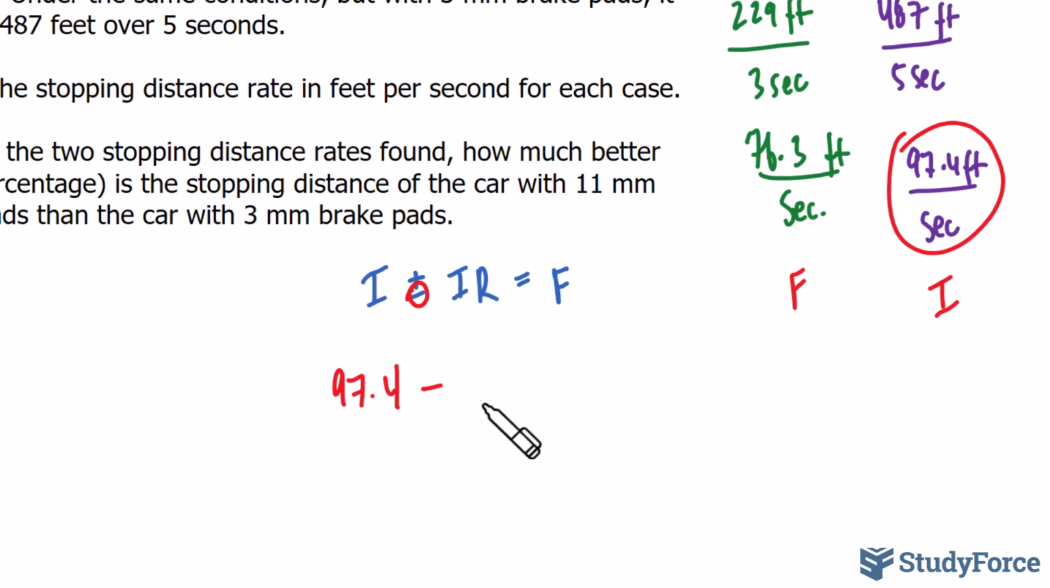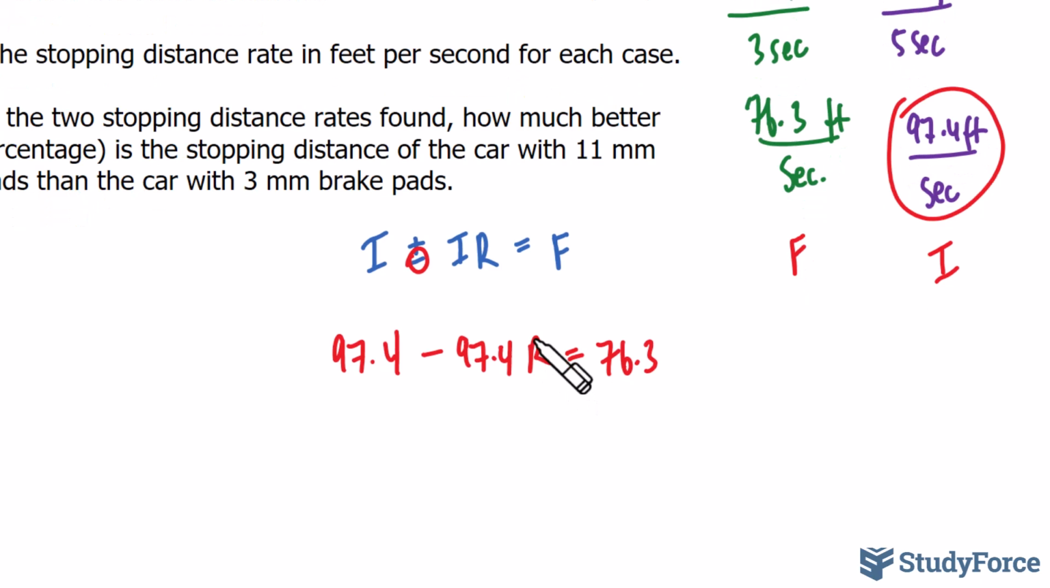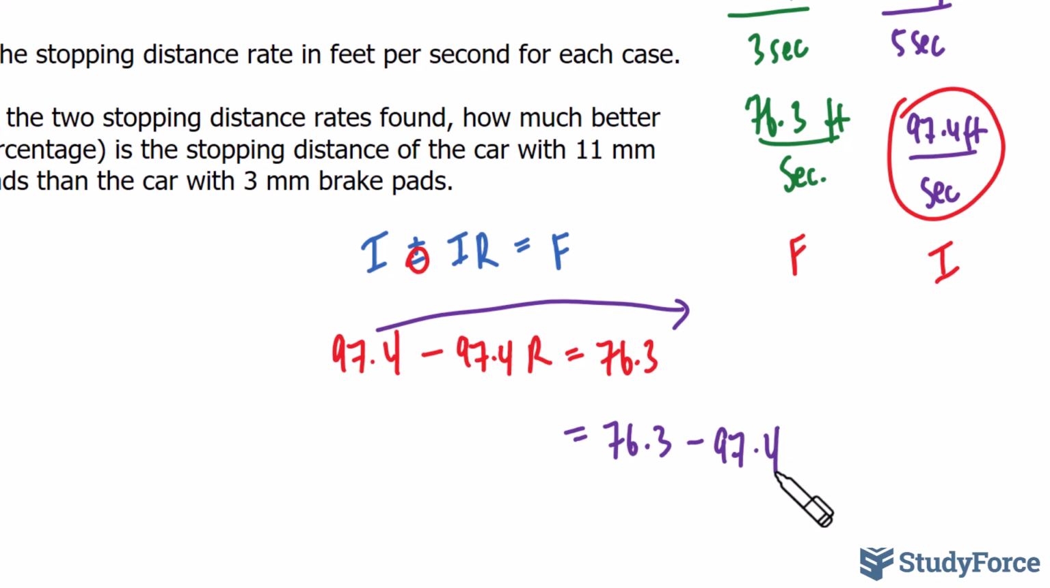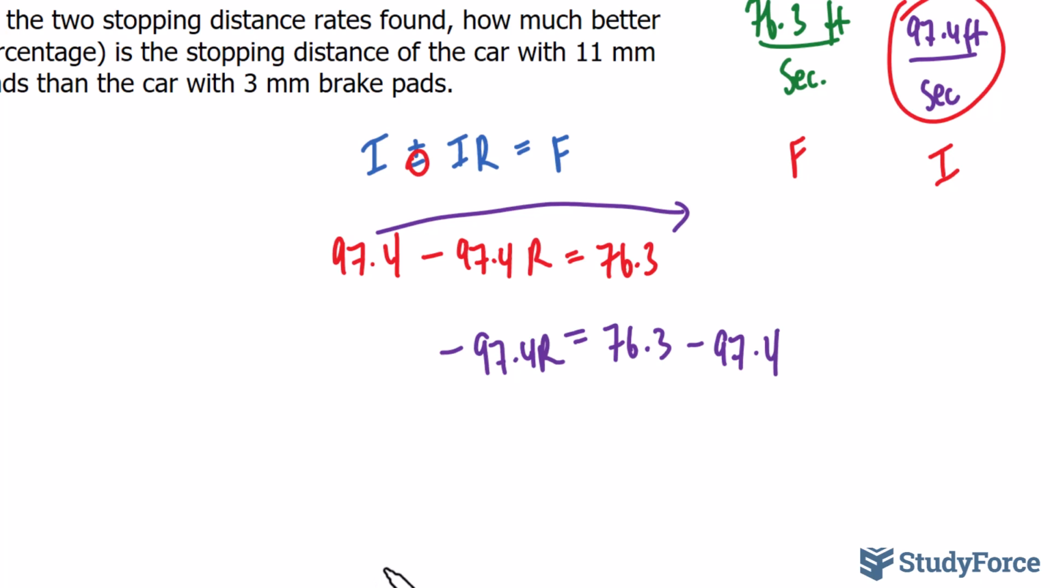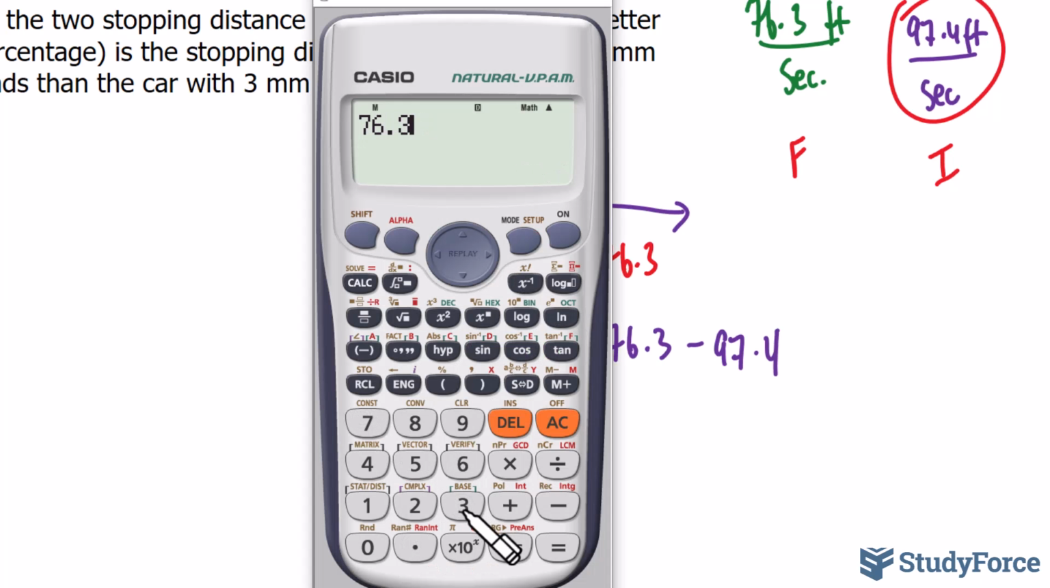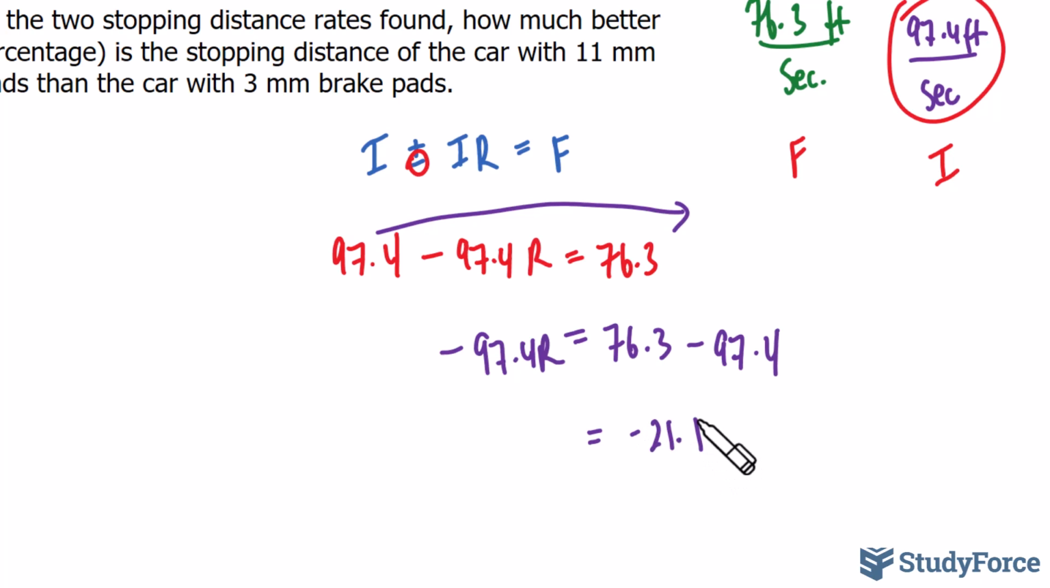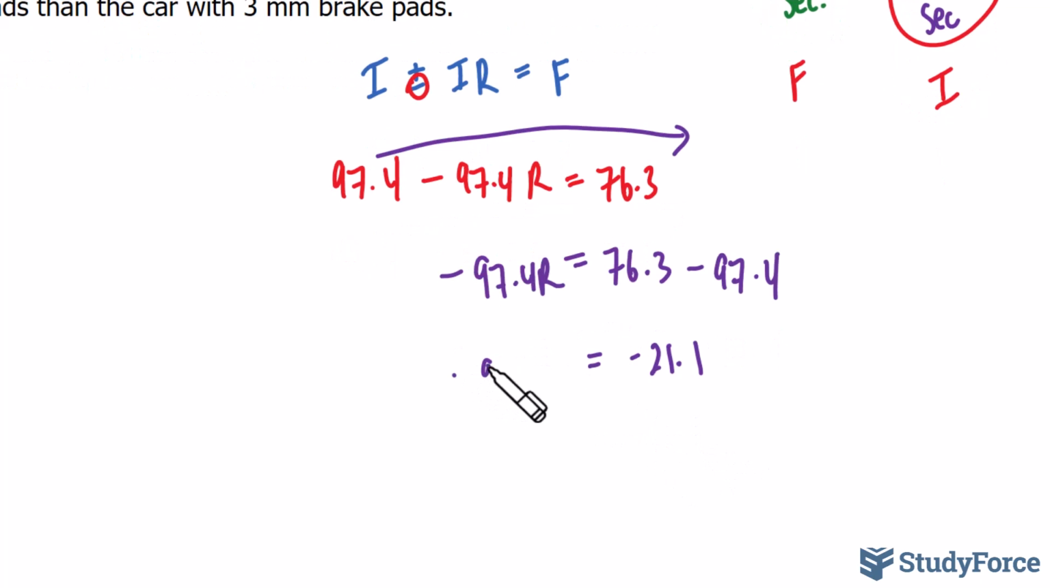So again, we'll replace this I with 97.4. R is unknown to us, and our final is 76.3. We have to rearrange this equation so that we have R isolated. We'll take that value, move it over, so that the constants are on the right side, and they can be subtracted in the next step. Now we'll subtract 76.3 and 97.4, and that amounts to negative 21.1. Don't be alarmed that there's a negative. That's completely normal.